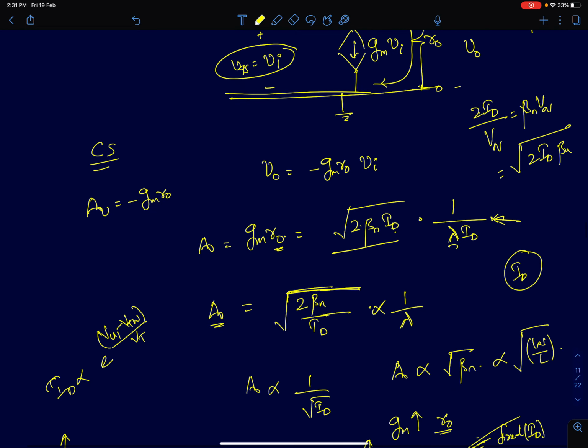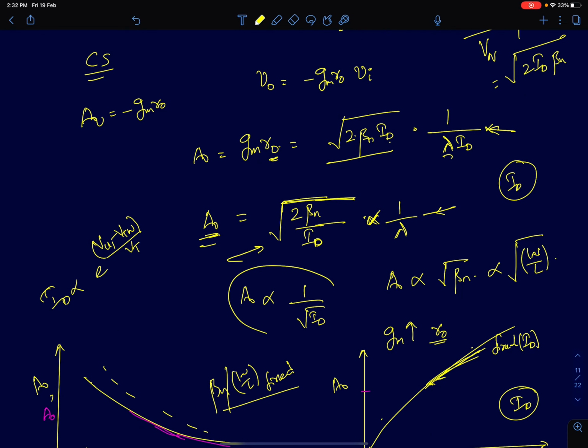When you take the product, the intrinsic gain becomes root of 2 beta n by ID multiplied by 1 by lambda. So now if you see here, the intrinsic gain depends upon three parameters. One, it is inversely dependent on the drain current. If I keep every other parameter constant and just keep reducing drain current, this equation is telling us that the intrinsic gain should increase. Similarly, if I keep every other parameter, drain current, device length and all of that constant, and just increase the W by L ratio, then I should expect an increase in the intrinsic gain.